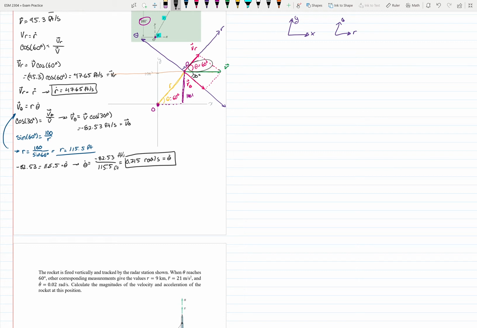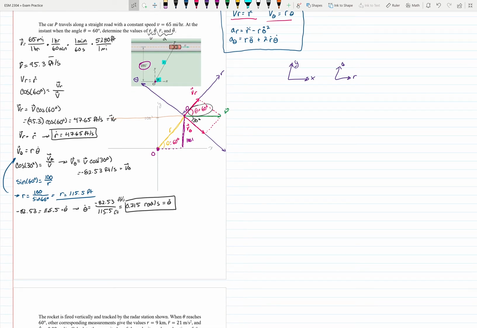Now we have r dot and theta dot. We're halfway there. Well, how can we find the rest of the solution? We need r double dot and theta double dot, and that's where the acceleration equations come into play up here. The problem reads that it's a constant speed, which means acceleration is equal to 0.